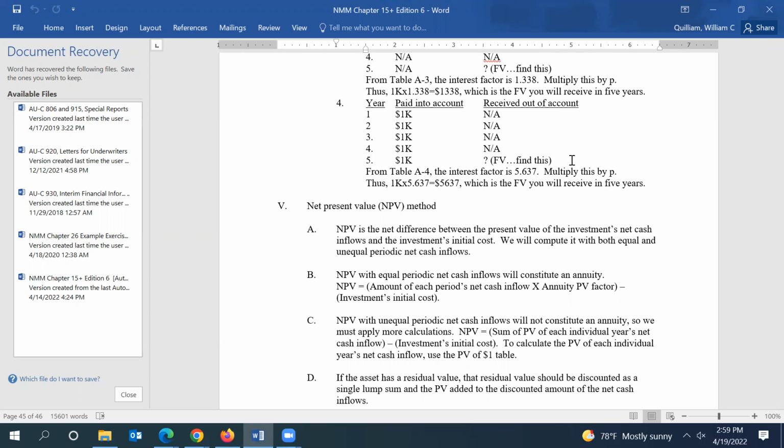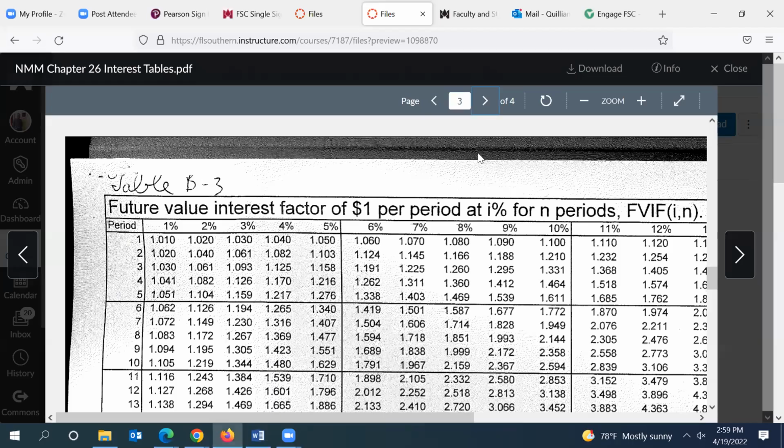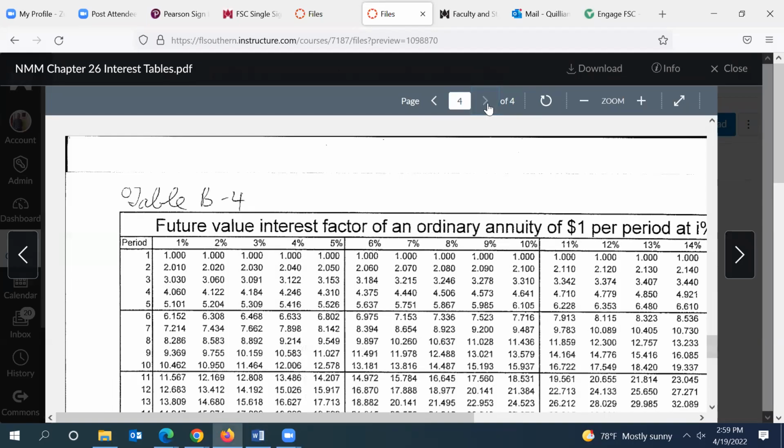All right, let's look at table A4 or B4. Is it B? So future value interest factor of an ordinary annuity of $1 per period. So again, that means we pay at the end of the year instead of an annuity due, which we pay at the beginning of the year. So period 5 again, interest rate 6% once again, and there's the factor, 5.637.